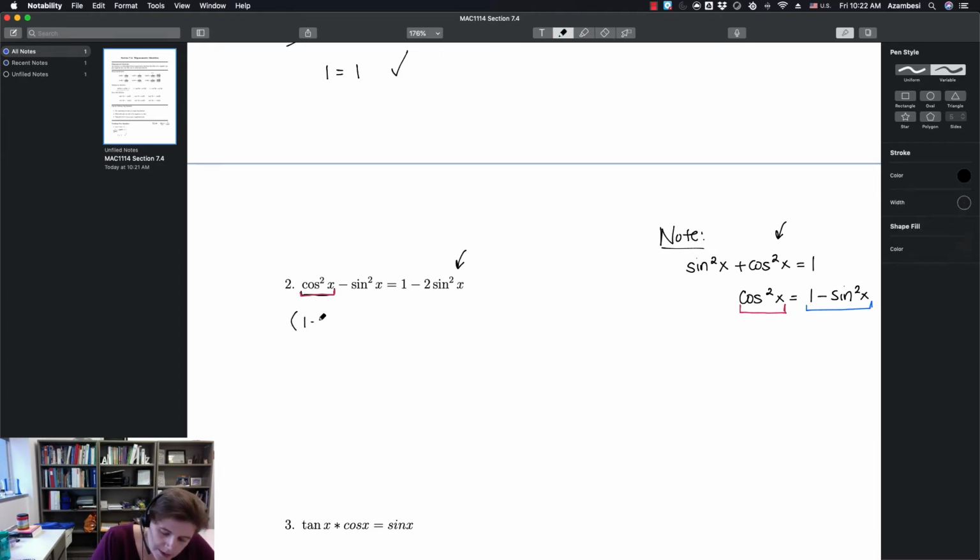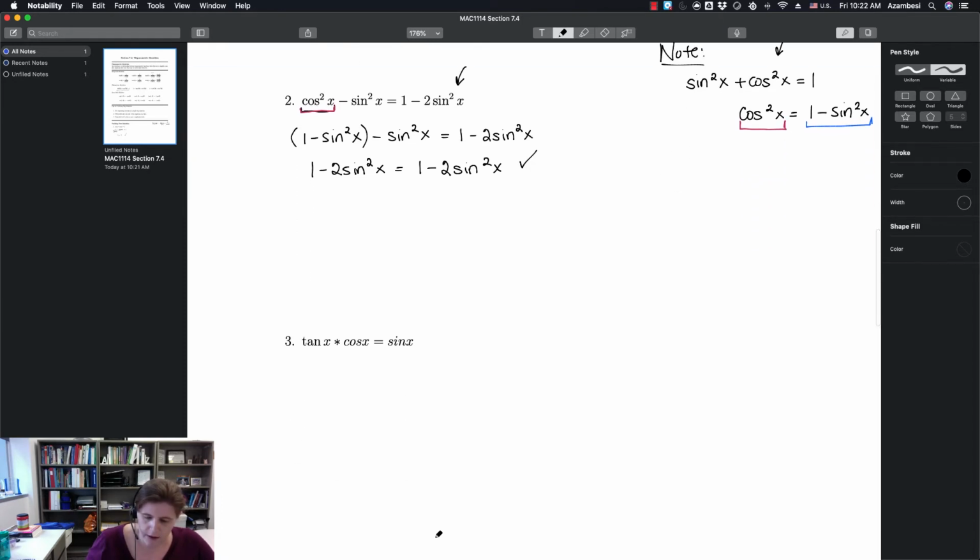So 1 minus sine squared x minus sine squared x is equal to 1 minus 2 sine squared x. All right, if we combine like terms, I have negative sine squared and negative sine squared, which gives me negative 2 sine squared. We can add them just like variables. And my two sides of my equation are the same, so we're good to go.